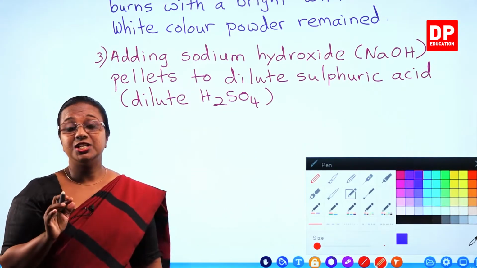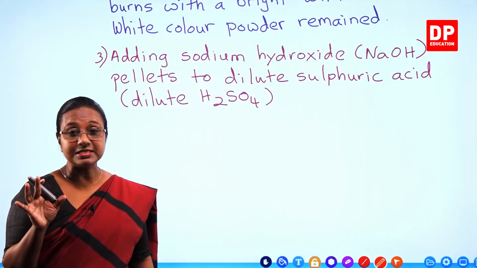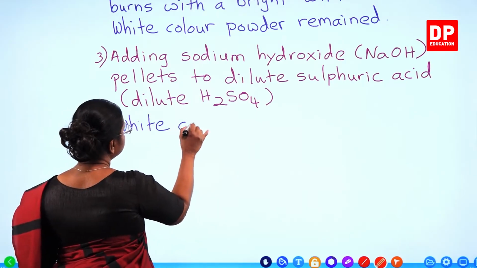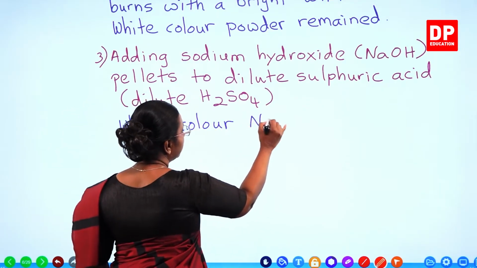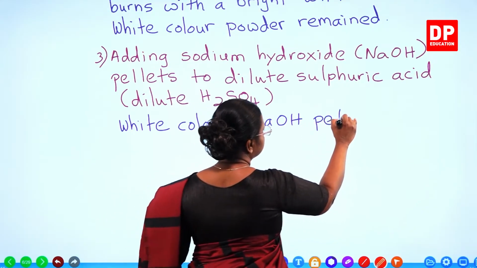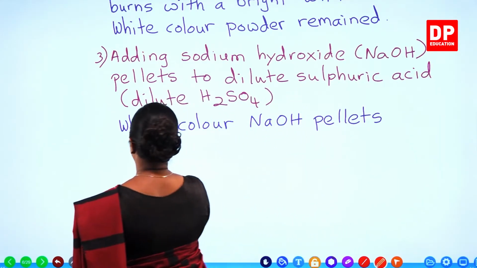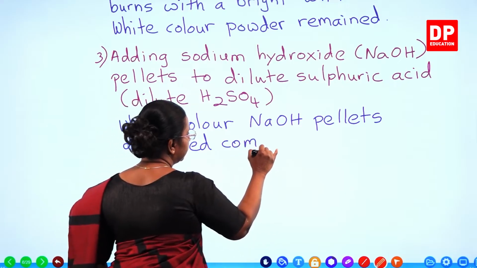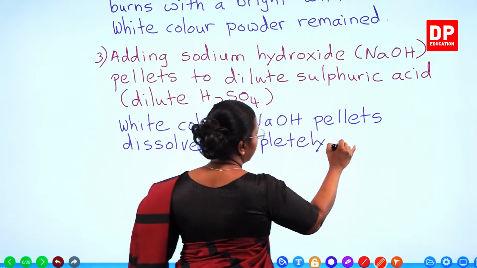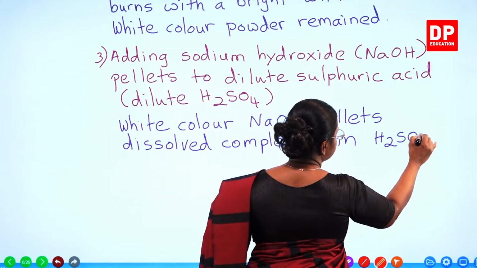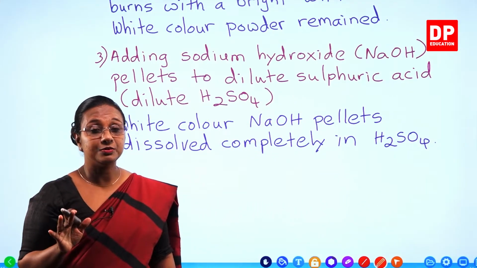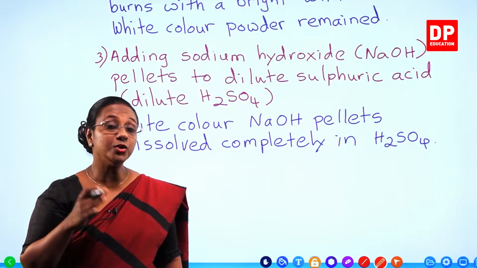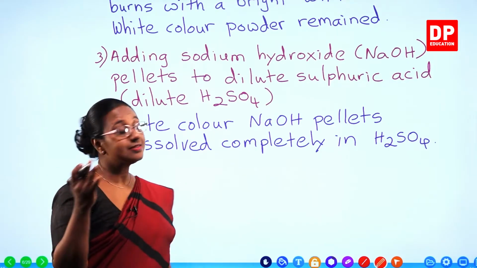So there, what were the changes you saw? The white color pellets dissolved completely. So white color sodium hydroxide pellets dissolved completely in sulfuric acid, H2SO4. That is the solution. And also, what did we observe? We saw the temperature increase from 25 degrees to 29 degrees Celsius.